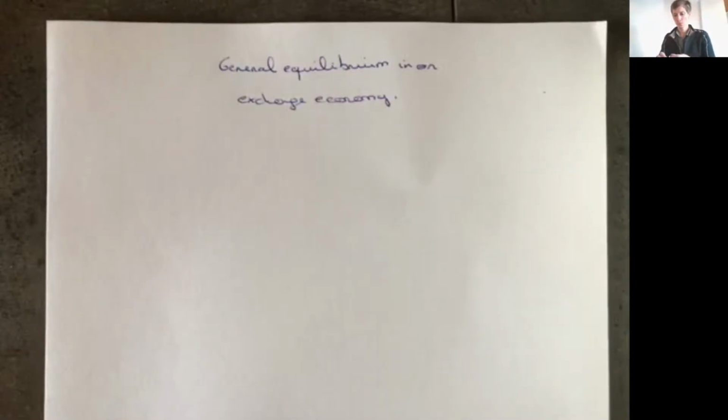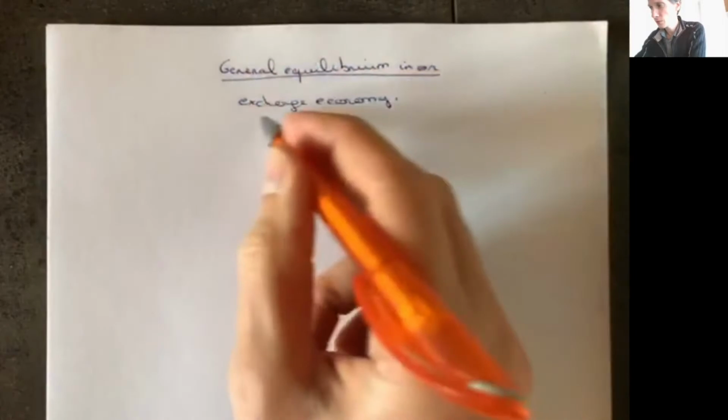Today we're going to see an application of Brouwer's fixed-point theorem to general equilibrium in an exchange economy. So we're going to look at a very simple model of a general equilibrium. This is going to be an exchange economy. So what do we mean by exchange economy?